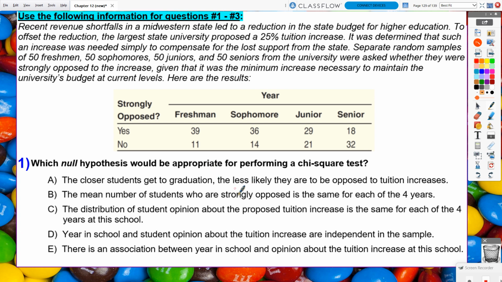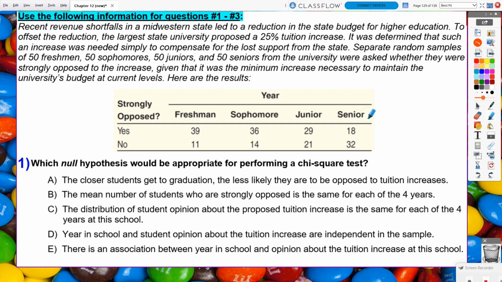Now, if you read through the options here, they're really going to talk about valid null hypothesis options if it was a chi-square goodness of fit, a chi-square test of homogeneity, or a chi-square test of independence. So first we need to figure out what type of chi-square problem this would be. Now, there isn't a claimed distribution, or they're not asking if things are evenly distributed or equally distributed, so it's not a goodness of fit problem.